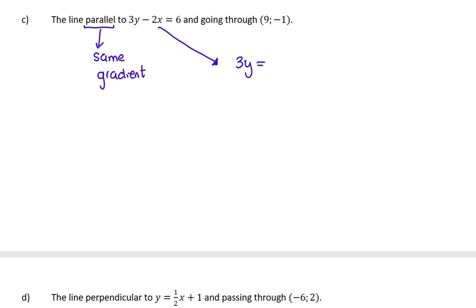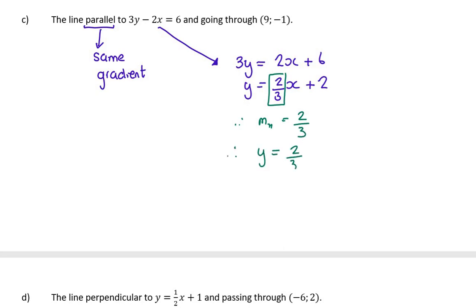So the first thing I would do is bring over my 2x. Then I would divide by 3. Remember that everything gets divided by 3, so 6 gets divided by 3. And I don't really care about the 6. Actually, all I care about is this gradient, because my line is parallel to that line. So therefore, the gradient of my parallel line is also 2/3. So therefore, I know that the graph I'm looking for will also be 2 over 3 x plus c.